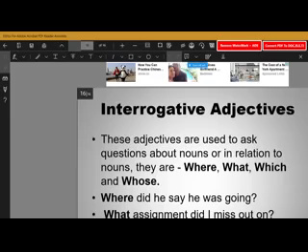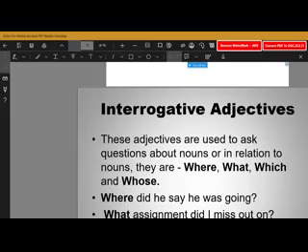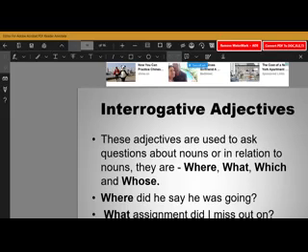Here it is written interrogative adjectives. So these adjectives are used to ask questions about nouns or in relation to nouns. They are where, what, which, and whose. See, where did they say he was going? So here where is denoting a particular place. This is telling something about a place where the noun was trying to reach.